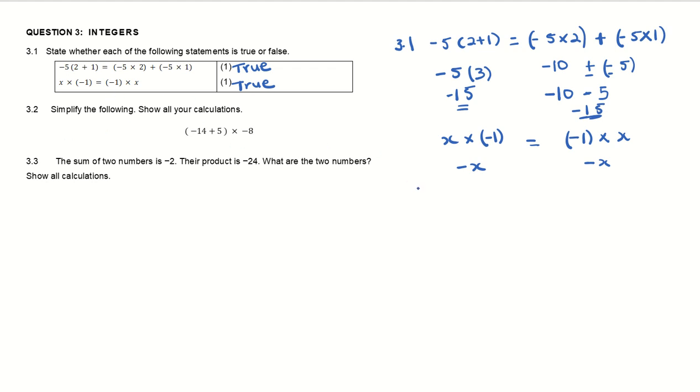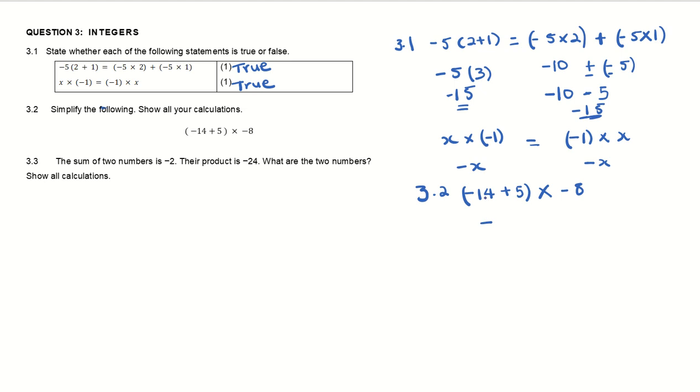Let's move on to 3.2, and we have to simplify this expression, and we must show all calculations, okay? So -14, when you add it to 5, that is in brackets. That means you do it first when it's in brackets. You multiply it by -8. So let's solve first what is in the brackets. -14 plus 5. If -14 was to fight +5, the negatives will win because there's more negatives, okay?